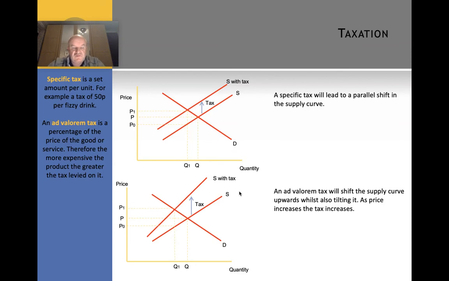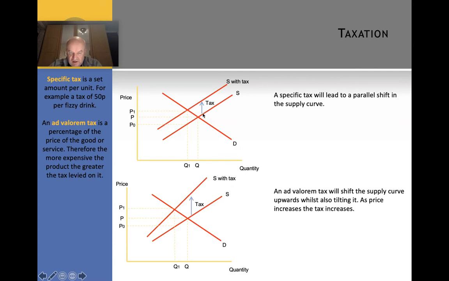Okay, so for instance, if we took the sugar tax on fizzy drinks, the example here could be a tax of 50p per fizzy drink. Now, if we were going to show that, that specific tax would be exactly like we showed in the previous example, where there would be a parallel shift in the supply curve. The tax is charged at the same level on each of the fizzy drinks, and hence it's a linear parallel shift in the supply curve.